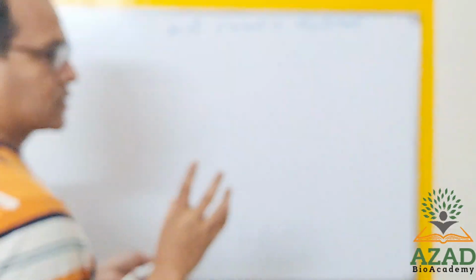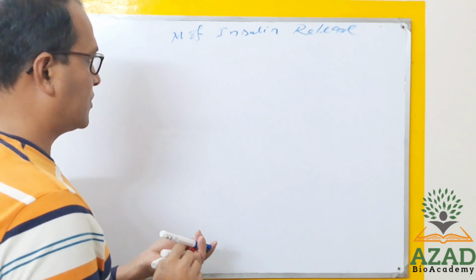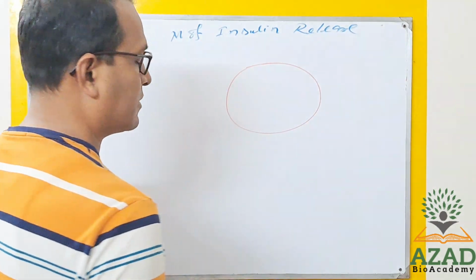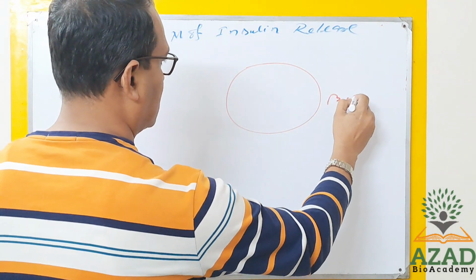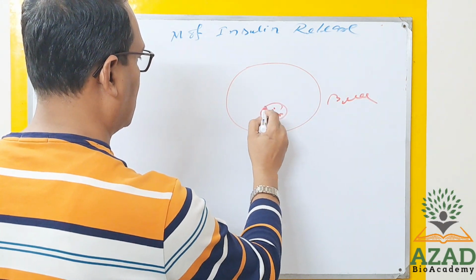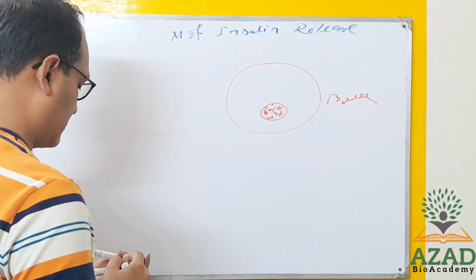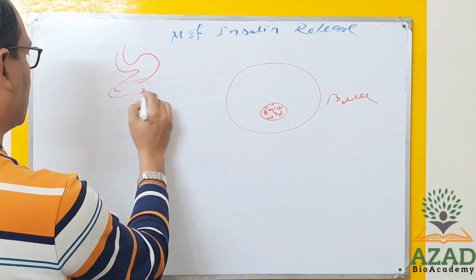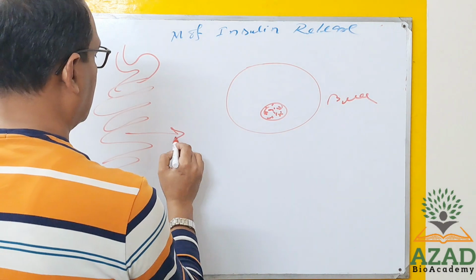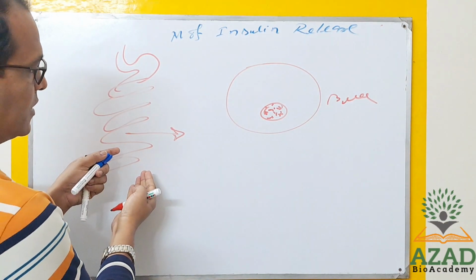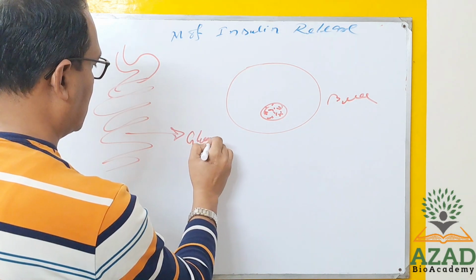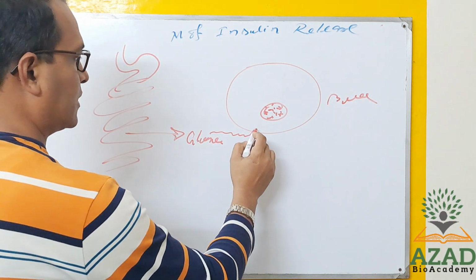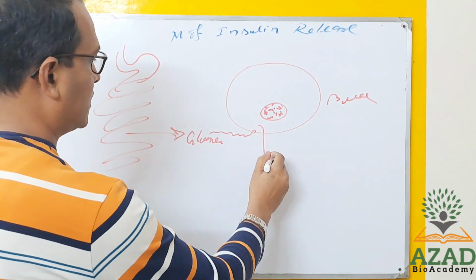Firstly, I will try to give you some basics, and then I will go to the details. Suppose this is the pancreatic beta cell, and here is the insulin container, that means insulin vesicle, or you can say insulin granules. If you take food, then the unit form of the carbohydrate, glucose, will enter the blood, and through the blood it will reach the pancreatic beta cell and give a signal to release insulin.